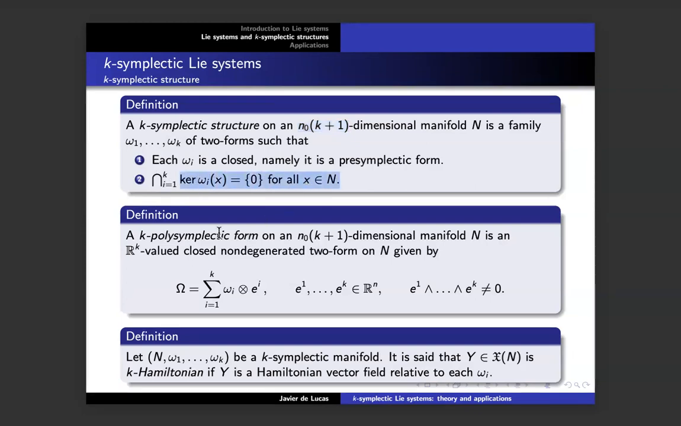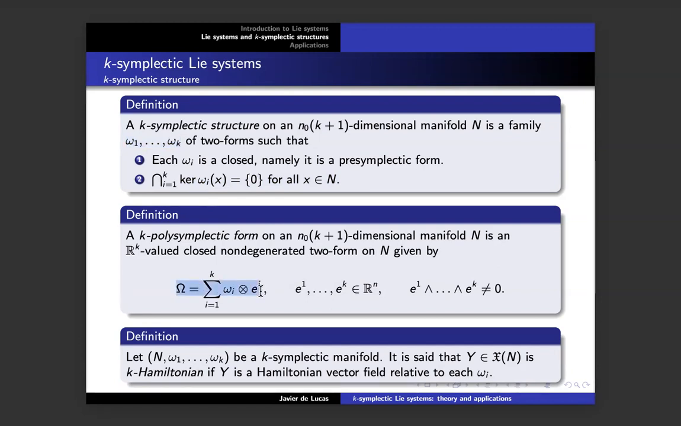So when you have these k forms, you can gather them all together to form what is called a k-polysymplectic form. It's nothing but a differential form taking values in R^k in such a way that the components of this differential form are just the components of the k-symplectic structure.